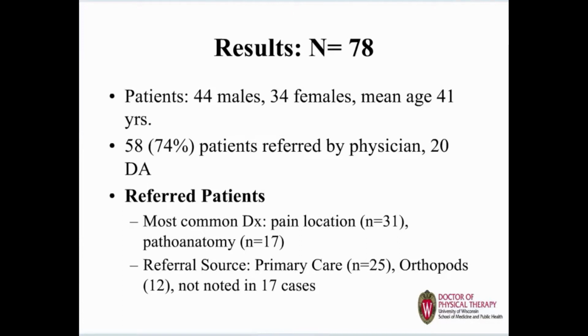Interestingly, related to the referred patients, the most common diagnosis that these patients came in with was pain location. So low back pain, neck pain, knee pain, calf pain. There was a cluster where pathoanatomy made up the diagnosis. So sciatica, degenerative disc disease, osteoarthritis of the knee, neurogenic claudication. And the referral source for the referred patients: primary care physicians, family practice physicians, and orthopods were the top groups of where these patients came from.